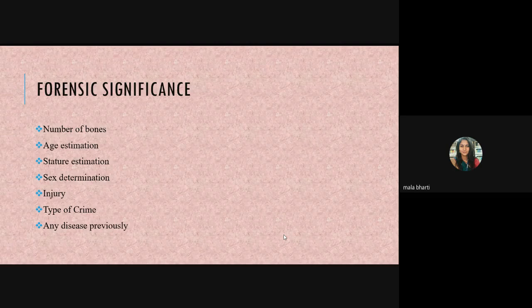So looking at the marks made by those weapons on the bone, we can even determine the type of crime, what happened exactly during that time. Or if a person was suffering from a certain bone disorder, the bone can be examined and an opinion regarding the disease can be given. So these help to identify, it helps to narrow it down.